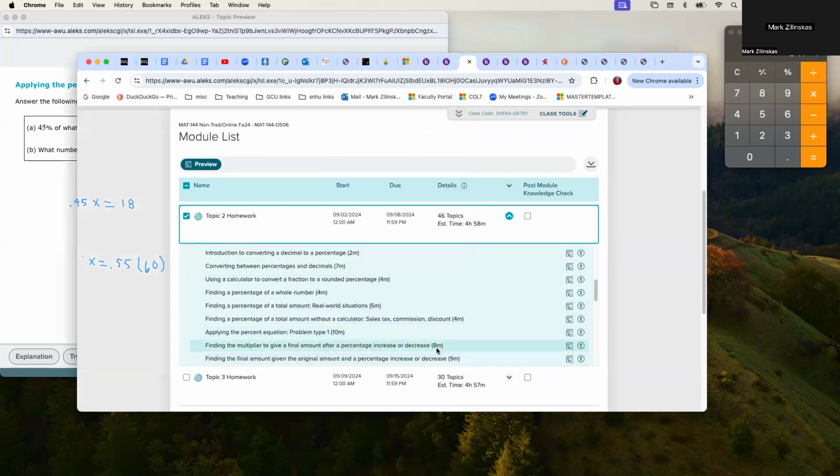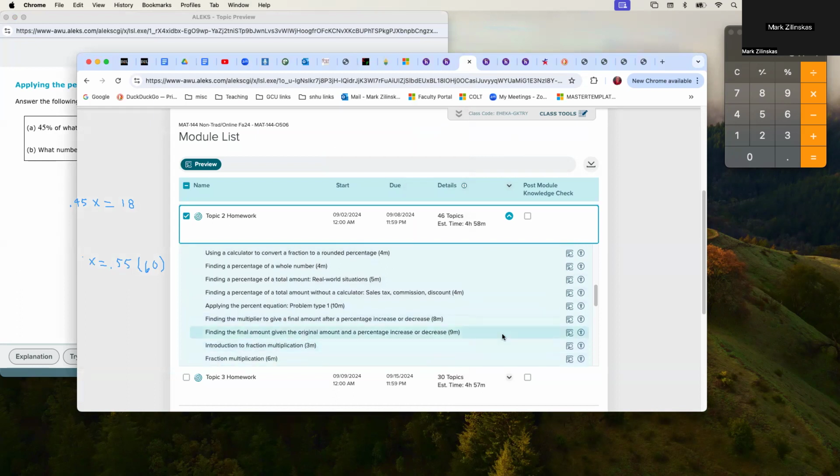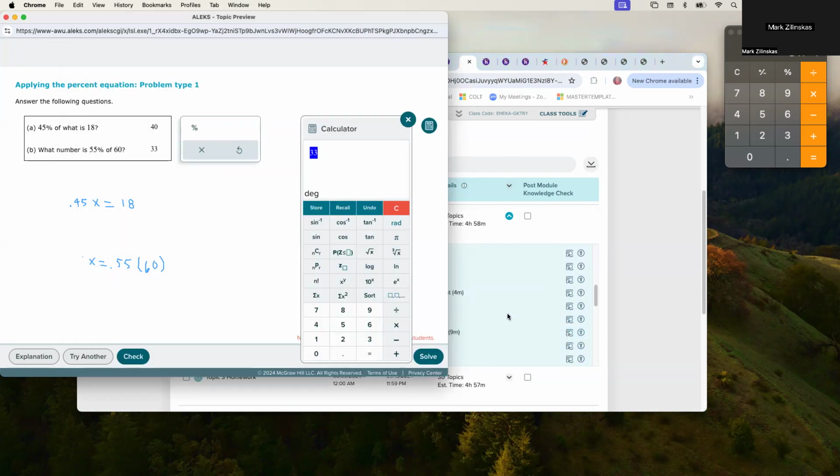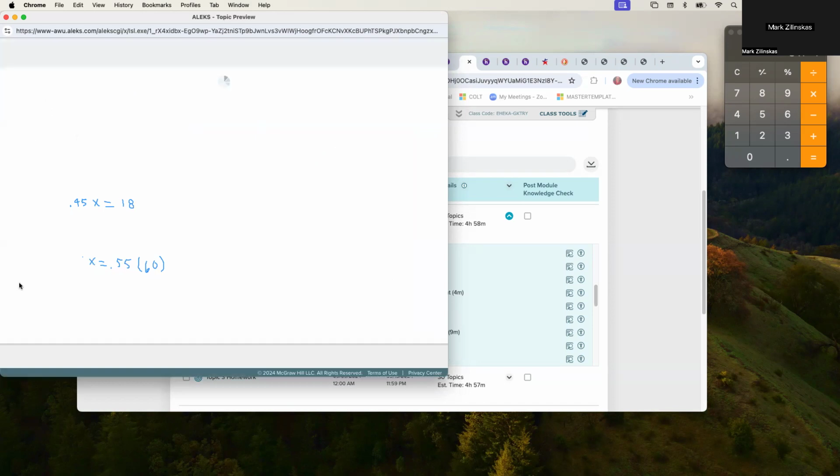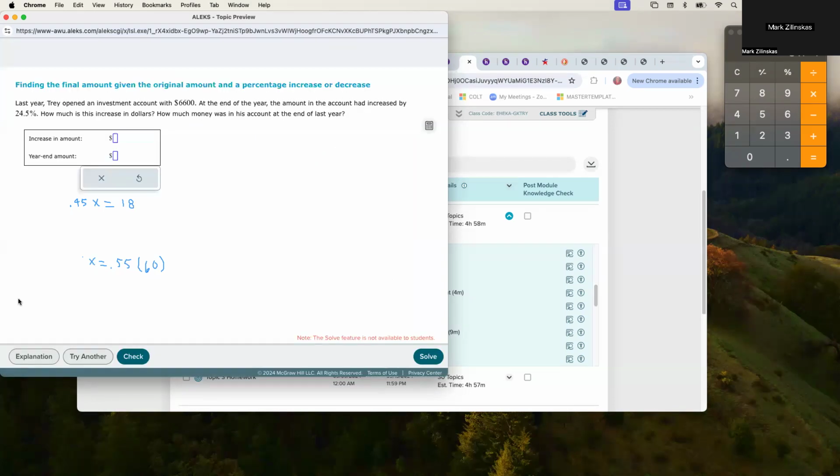So maybe we'll do one more here with final amounts and finding multipliers to give a final amount. I don't know, these are very similar. So let me just clear this drawing. It said last year Trey opened an investment account. At the end of the year, his account increased by 24.5%. How much is this increase in dollars? And then how much was his account at the end of last year?